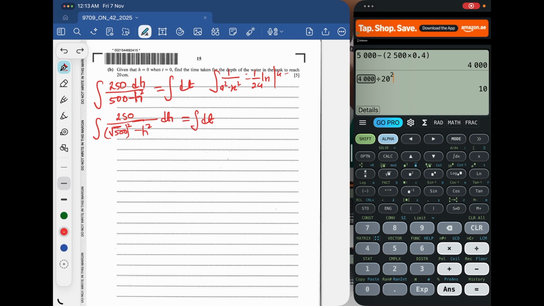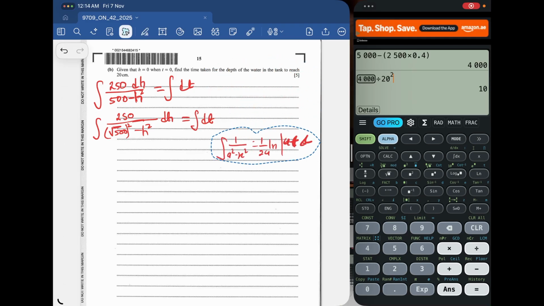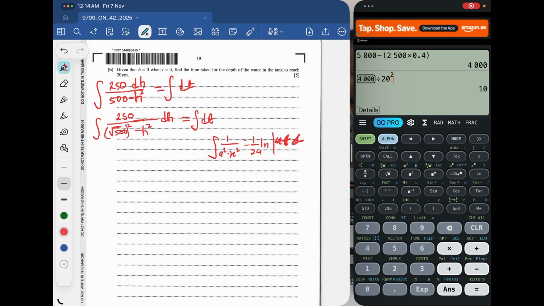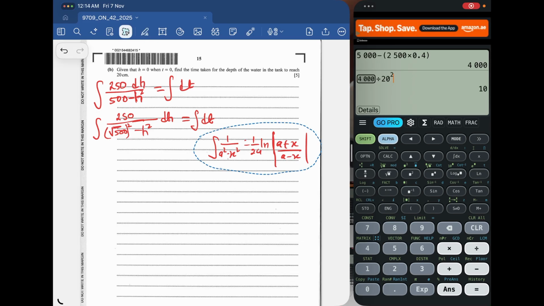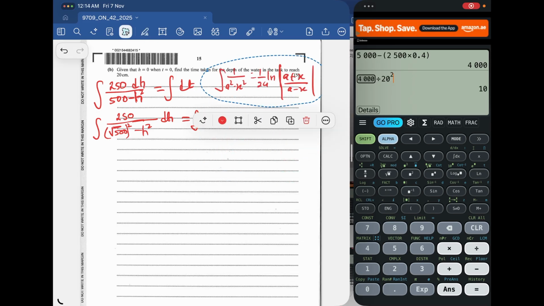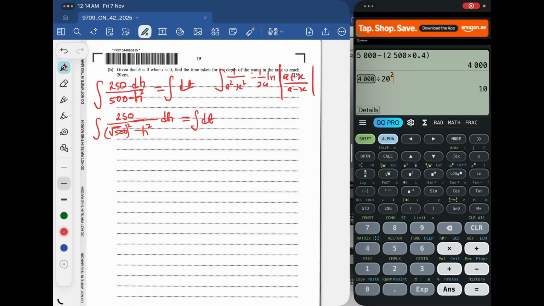Pen is not writing. So that integration is, one second, I'll just write it: a plus x over a minus x. This is the integration we're using here, because partial fractions obviously will not work here.